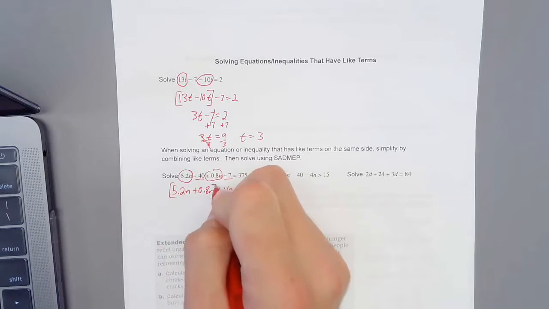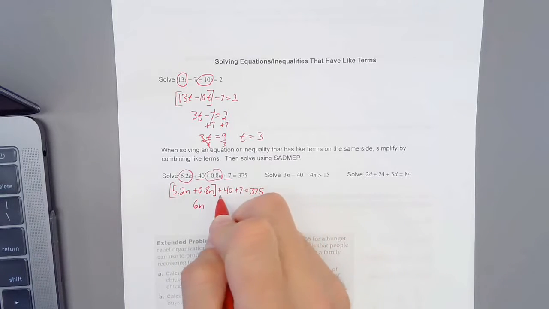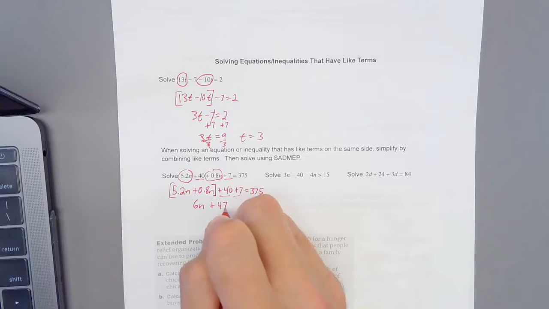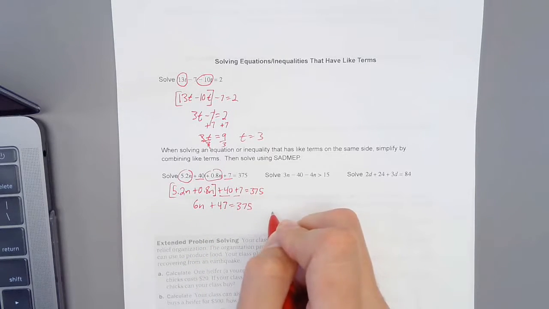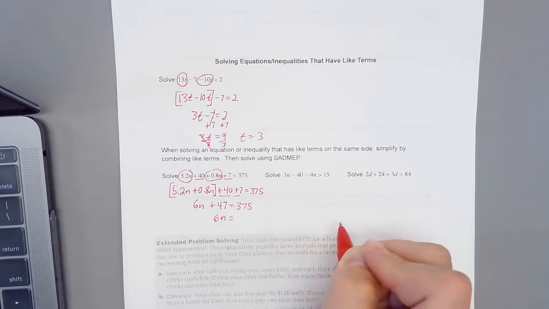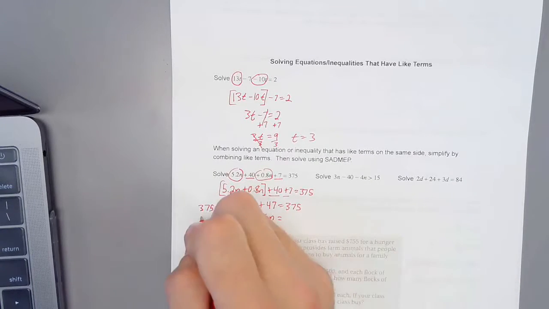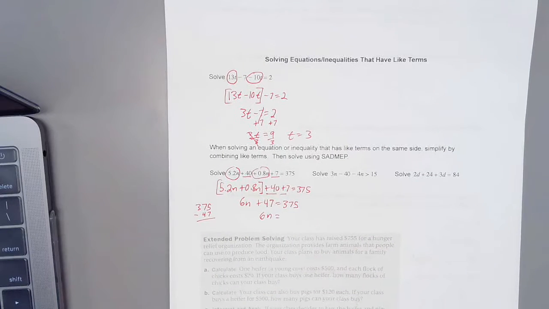How many n's do I have? Well, I have 6 n's. How many non-n's do I have? Well, I have 47 of these 1's is 375. Now, what I need to do is I need to subtract. So 6n is, and here, if we need to, it's okay for us to do a little math over here.